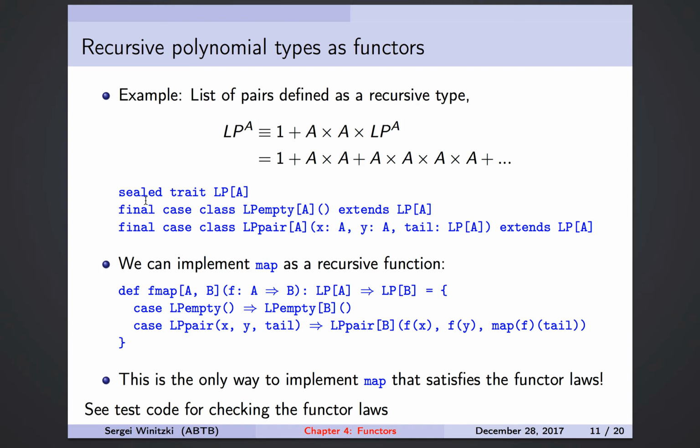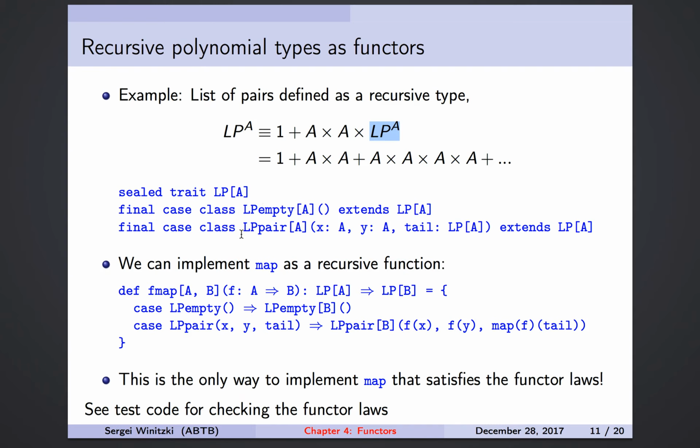So here's a definition in Scala. You have a sealed trait LP of A, and it has two parts of the disjunction. One, I would write it like this, with empty or unit here, and the other with x and y of type A, and the tail, which is again of type LP of A. So that is allowed. This kind of type recursion is allowed in Scala when you use case classes.